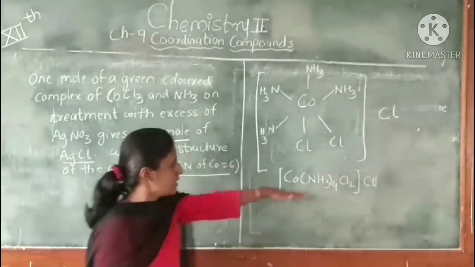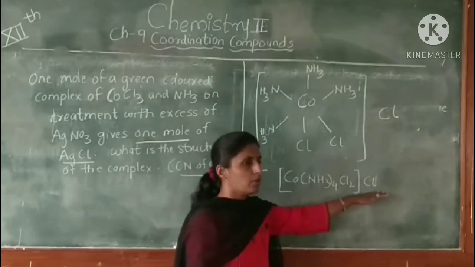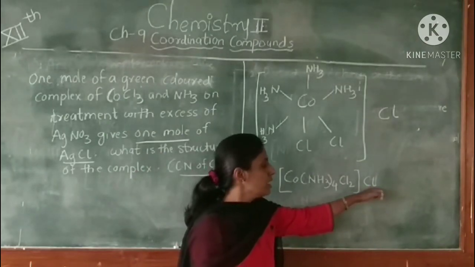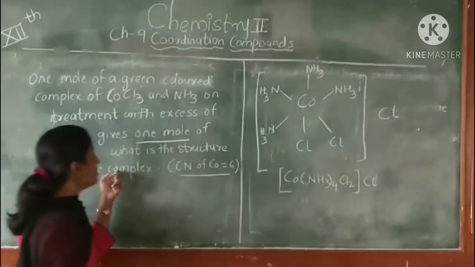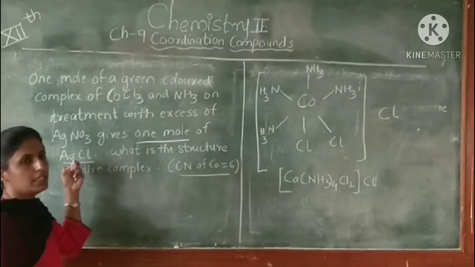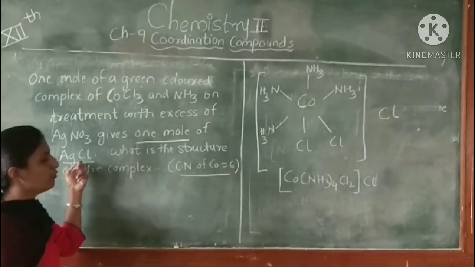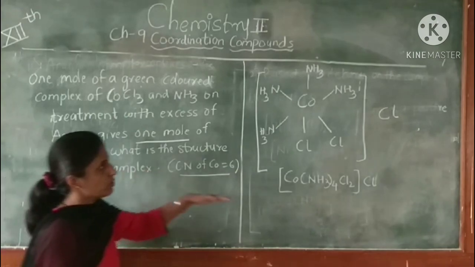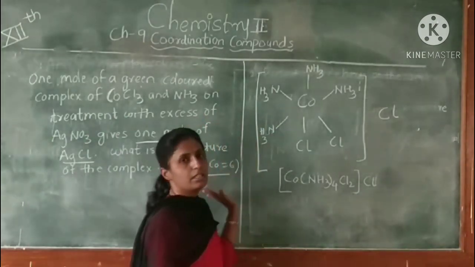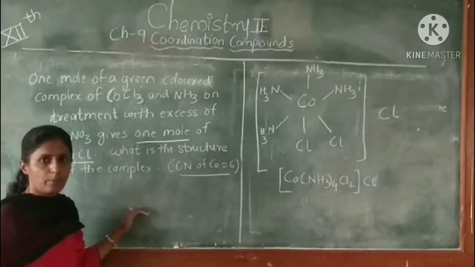2 chloride ions are in the coordination sphere, and 1 chloride is in your ionization sphere. This is the chloride ion which gives a product with AgNO3 to give 1 mole of AgCl. So from this theory you can solve such types of problems. Thank you.